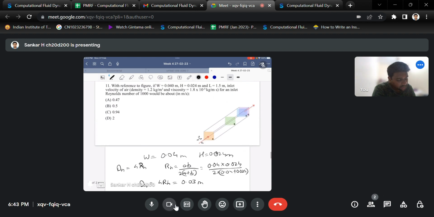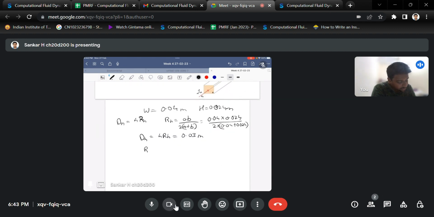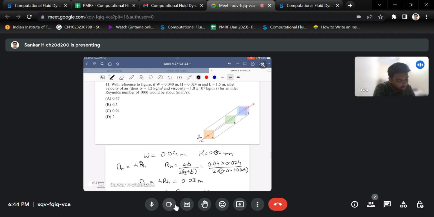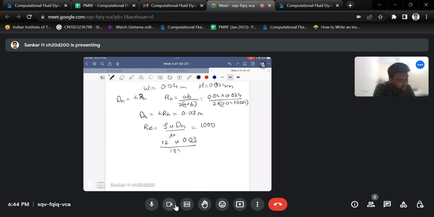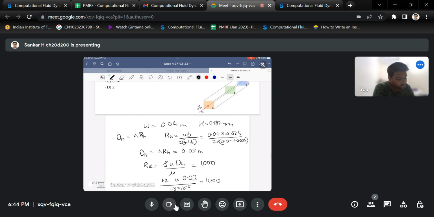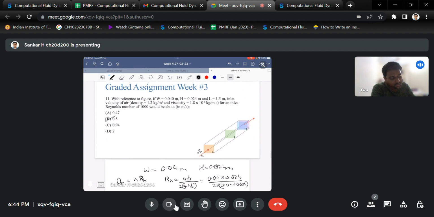And we substitute this value in the equation for the Reynolds number, given by rho u dH by mu, which is equal to 1000. For air, the density is 1.2 kilogram per meter cube, and we are finding the velocity. The hydraulic diameter is 0.03 meter, and the viscosity of air is 1.8 into 10 raised to minus 5. When you solve this equation, you will get u to be 0.5 meter per second. That is option B.